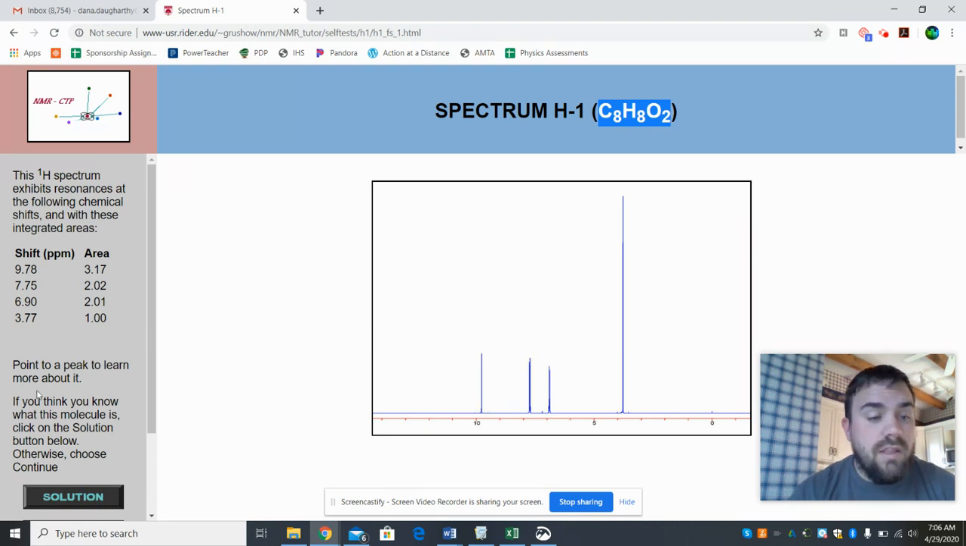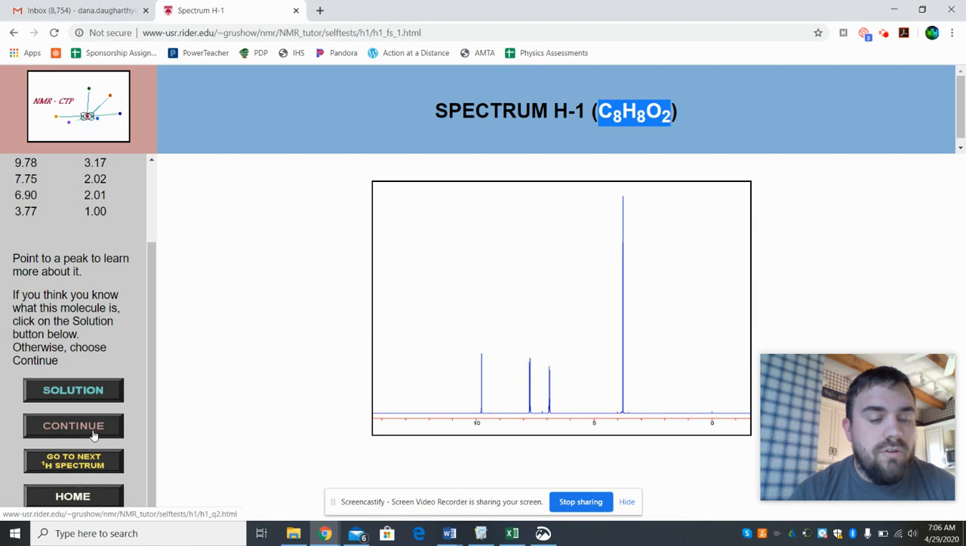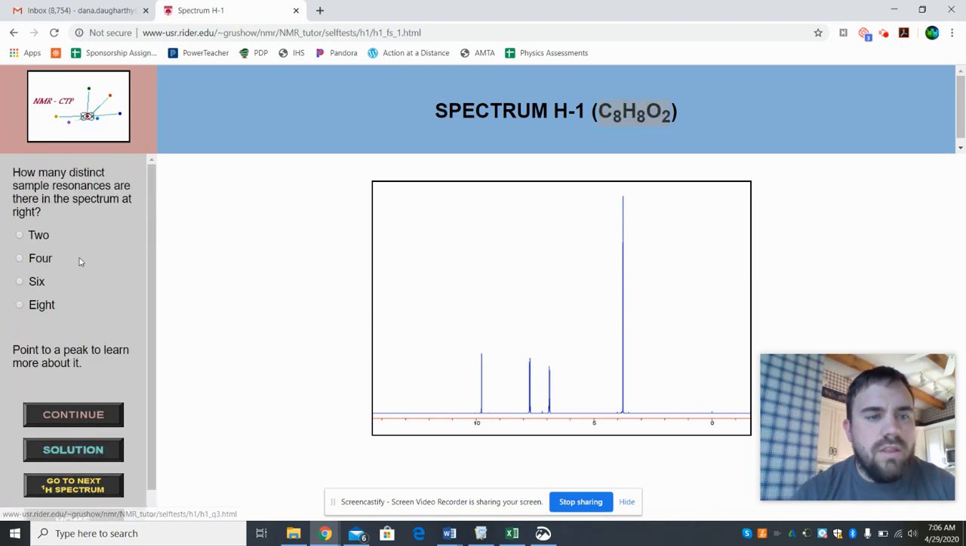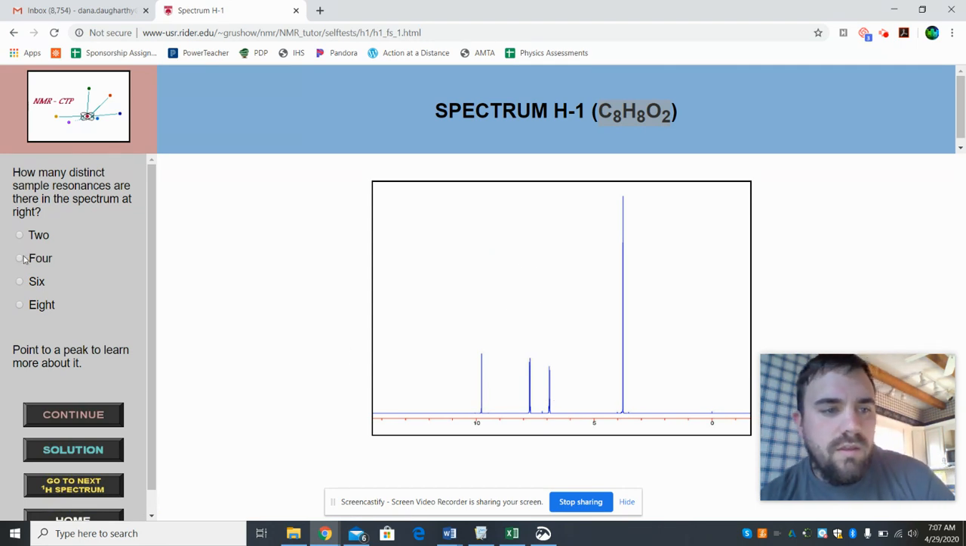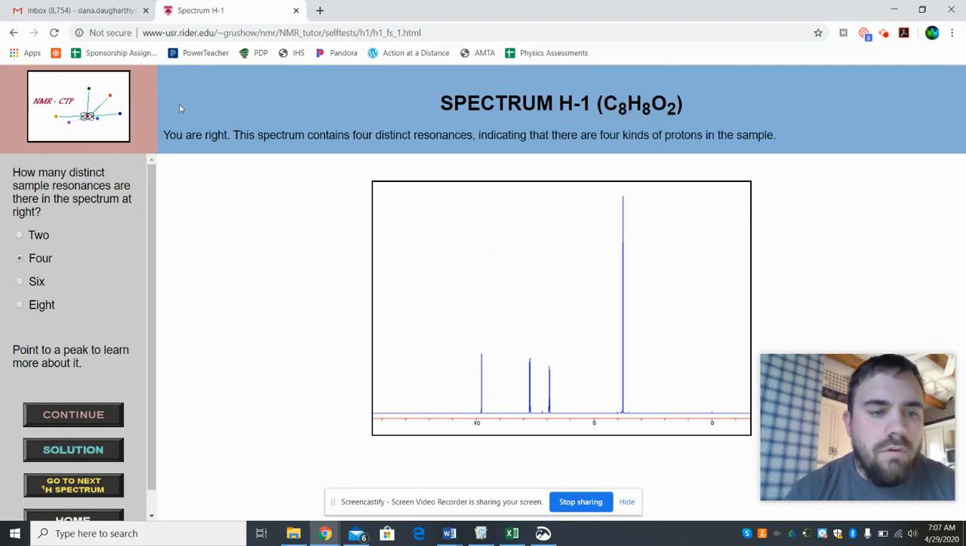But after you get to that, you can click solution. But I think you might learn a little bit more if you click continue. Then we can just go through and answer these questions. So I'll work the first one with you. It says, how many different resonances are there? In other words, how many different chemical shifts are there? Well, there's 4 peaks. So therefore it's 4, and it says you are right.